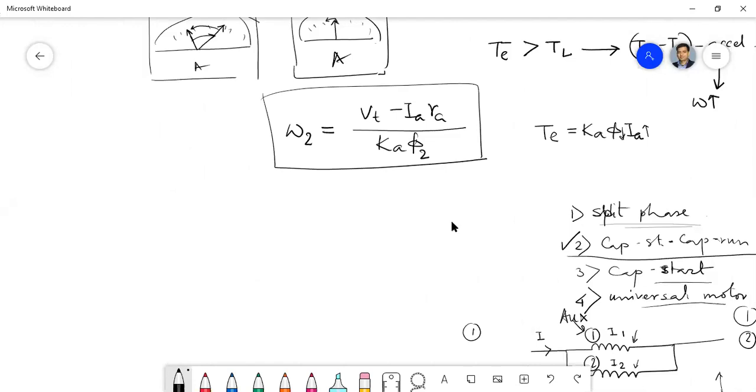We are discussing the field flux control of DC motor, isn't it? In the last class, we were discussing the field flux control of DC shunt motor.